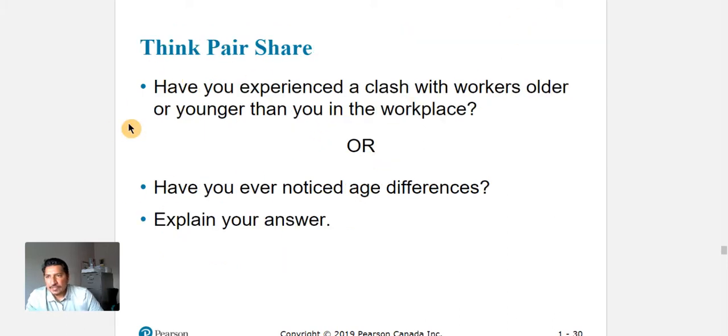Again, think, pair, share. Have you experienced a clash with workers older or younger than you in your workforce? You might come across older people working in the organization with you. Have you had any issues? Have you ever noticed age differences? Explain your answer.